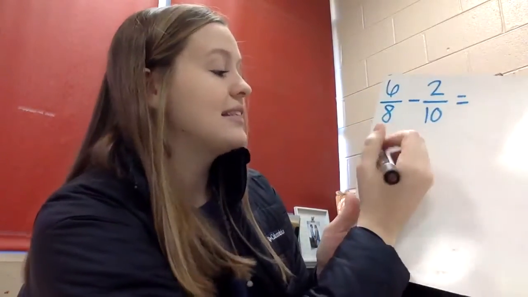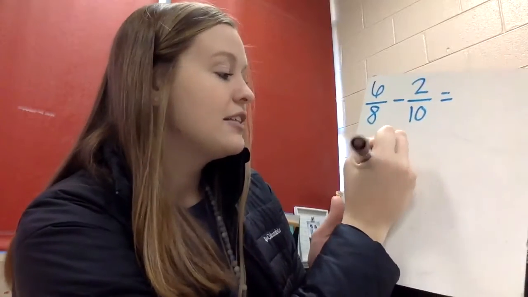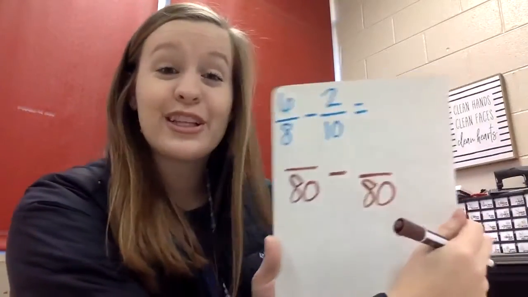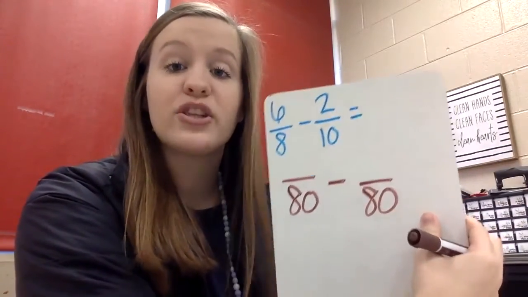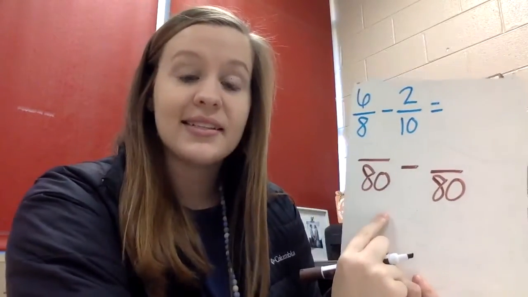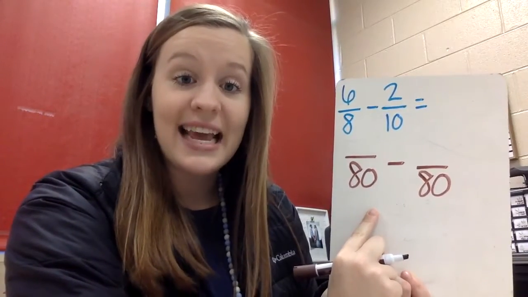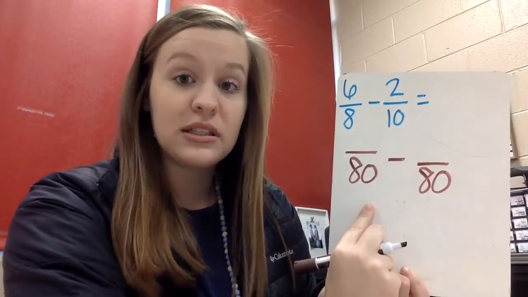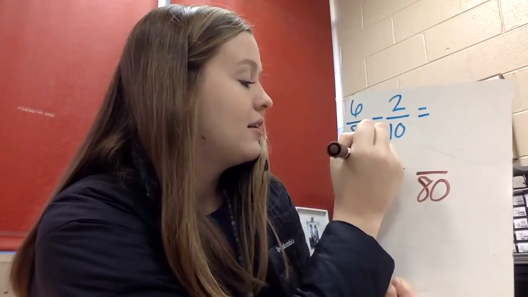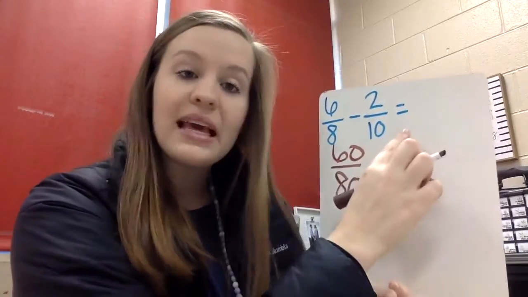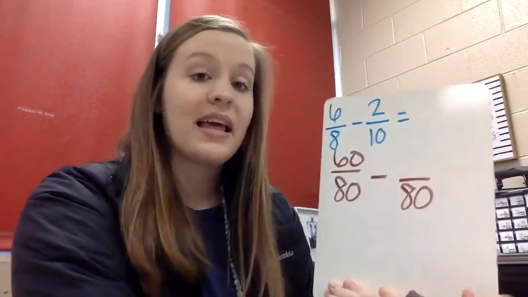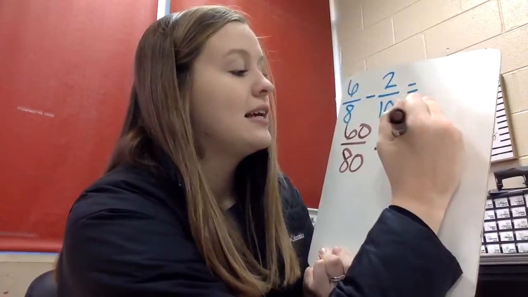So if we have 10 times 8, that is 80. So we're going to make 2 new equivalent fractions, which means they're the same. We're just increasing them by a certain amount with a new denominator of 80. How did we get from 8 to 80? We multiplied by 10. Whatever you do to the bottom, you must do to the top. So now we need to multiply 6 times 10, and we will get 60. How did we get from 10 to 80? We multiplied by 8. So we need to do the same thing to our 2, and 2 times 8 is 16.